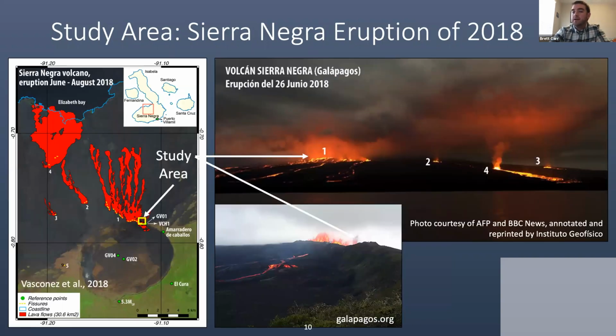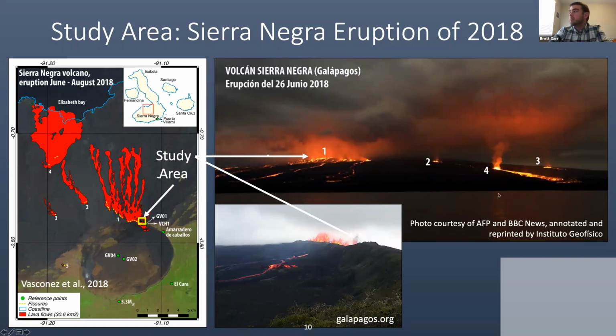The study area that we went to was the deposits from the eruption of Sierra Negra volcano, which is on Isla Isabela in the Galapagos archipelago. It erupted on June 26th in 2018. And this eruption started with lava coming out from multiple fissures at the same time, as you can see in this great image on the top right here. You can see multiple fissures active simultaneously, multiple lava flows.